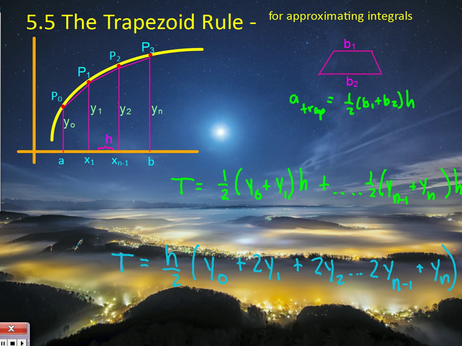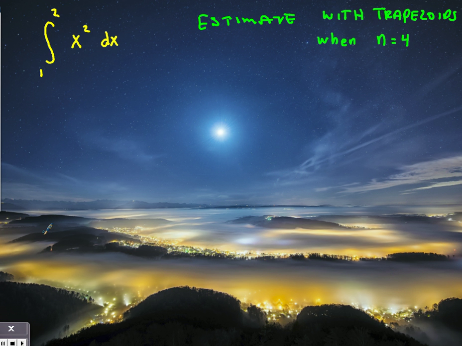You would do this with n subintervals of length h equals b minus a divided by n, where b and a are your upper and lower limits of integration. Here's an example problem. I want to approximate the integral from 1 to 2 of x squared with respect to x. I'm going to estimate this with trapezoids when n equals 4.